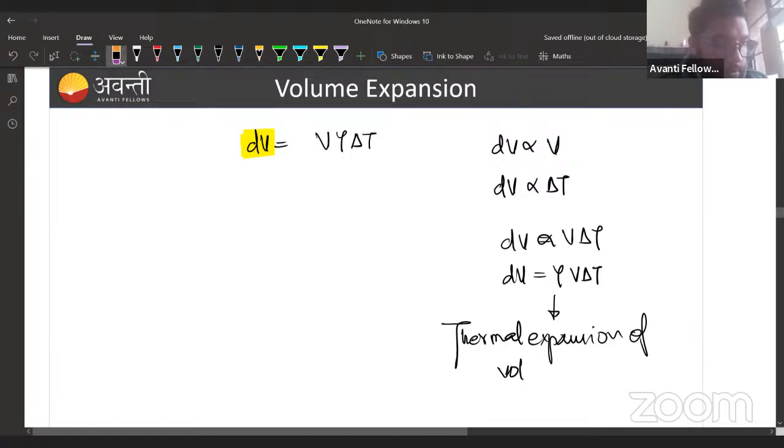Okay, so just write this expression down. We are going to use this expression in today's class. Write this expression down, guys.